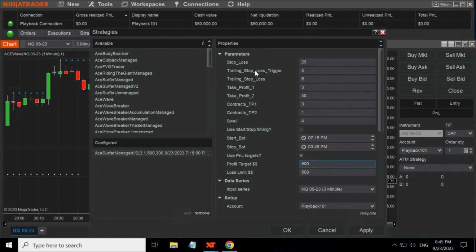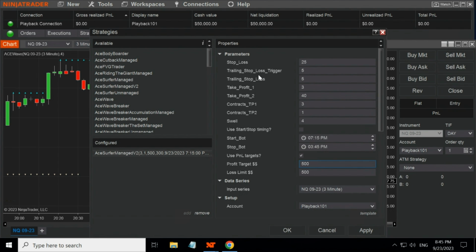What's different is now we have an opportunity to have a second take profit, which means that it's kind of like a runner. So I'm going to have one contract that's going to be the runner. I'm going to look for trying to get a larger take profit for that runner. So I'm going to look for 40 ticks, and I'm going to have a trailing stop.